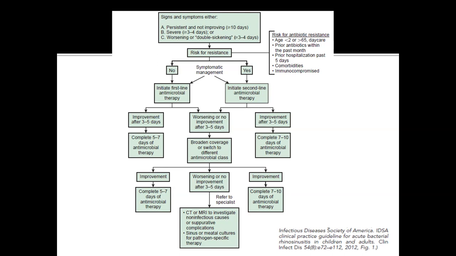Again, you should note for improvement. If the improvement is there, complete the course of therapy. If no improvement is there, then go for next class of antibiotic therapy. Even after two courses of antibiotics, if there's no significant improvement or worsening, then go for investigation, CT or MRI to look for invasion.